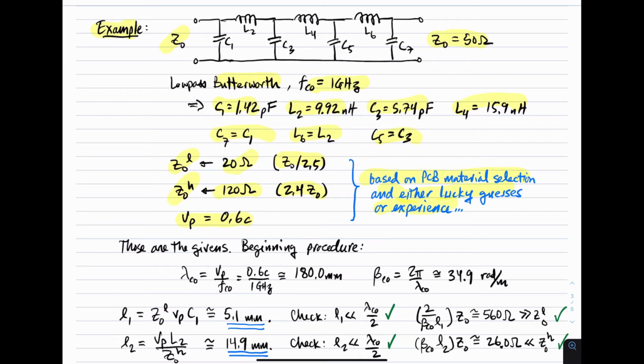Now we begin the procedure. First, we determine the wavelength at the cutoff frequency. That, following the formula, is 180 millimeters. Then we determine the phase propagation constant at the cutoff frequency. That's 34.9 radians per meter. So we have those values ready to go when we need them.